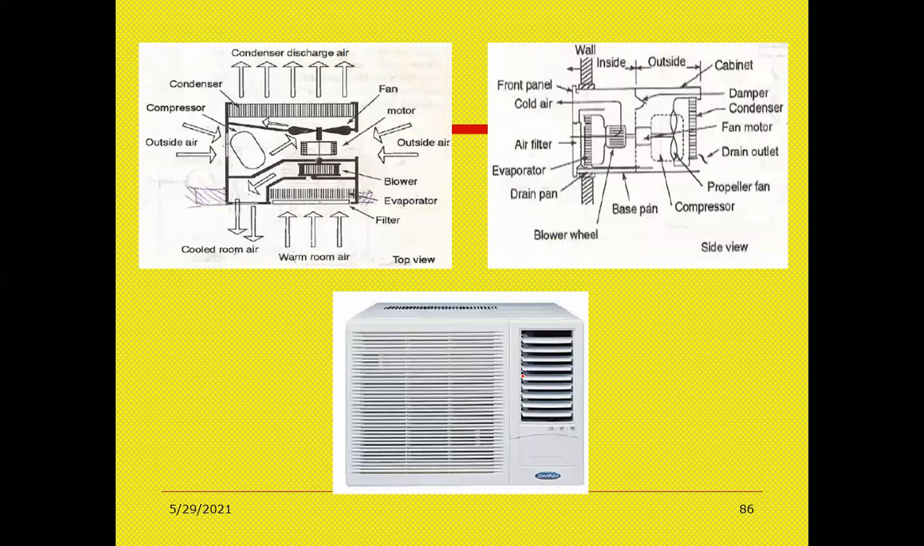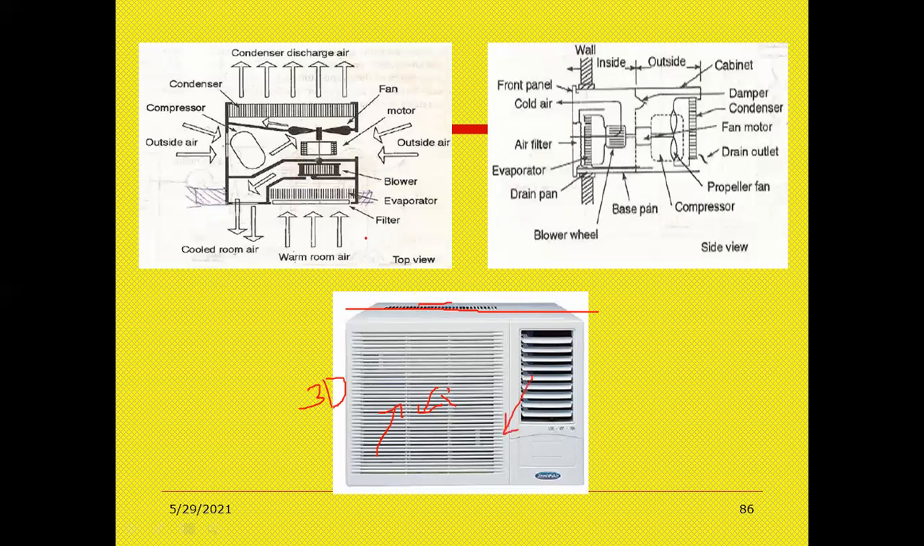Now if you see the views of the window AC, you can observe how the window AC looks. This is a 3D view, or a real original view of a window AC, where this part is inside the cabin and that part is outside the room. Now if you see the side view, or the top view, first see the top view. Here, this is the outside air coming to the motor. Here the warm room air is going like this. Now the cold air is coming in this direction.